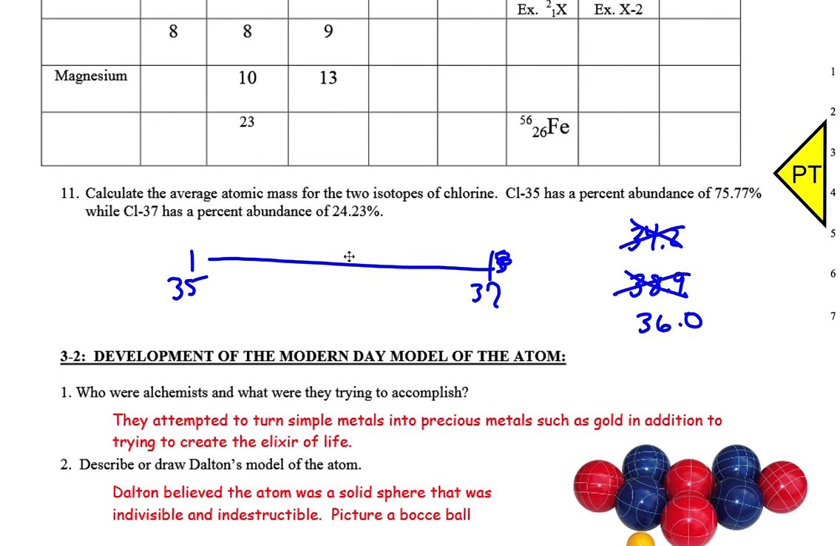And 36 is smack in the middle, which would be fine if they were 50-50, but they're not, so it can't be that. So you know that your answer has to be over here somewhere because it's closer to the one that's more abundant. So it can't even be anything greater than 36. So you can use common sense and narrow it down. You might not even have to do the math, hint, hint.